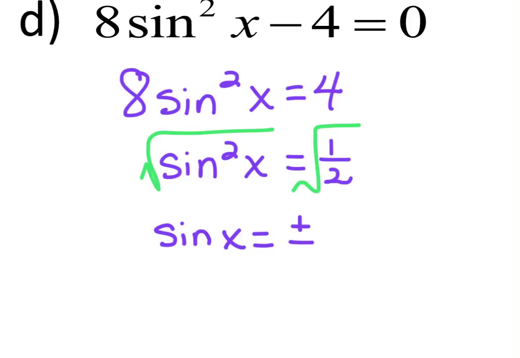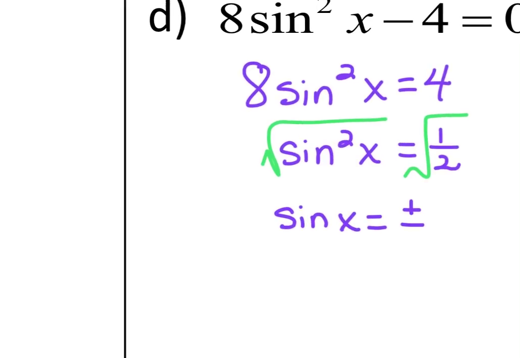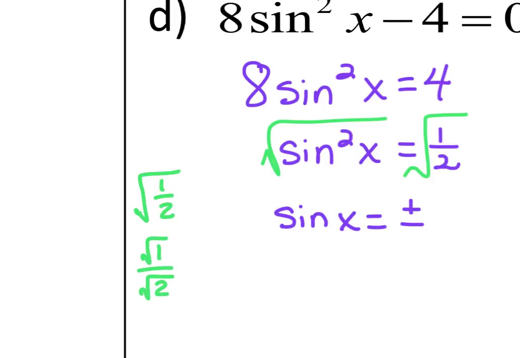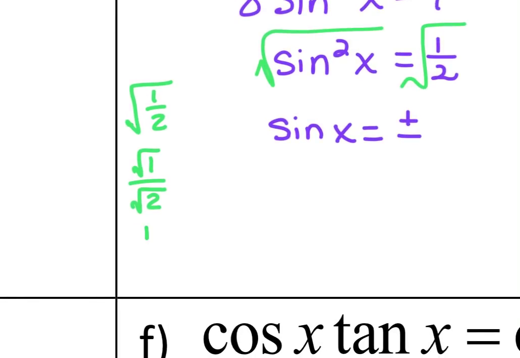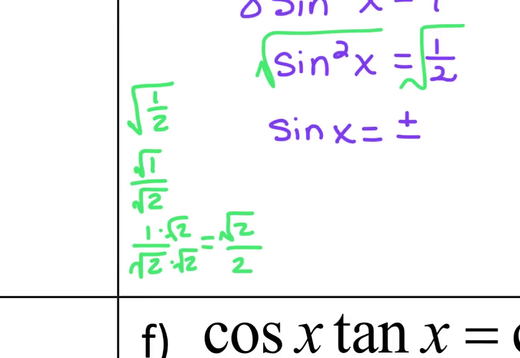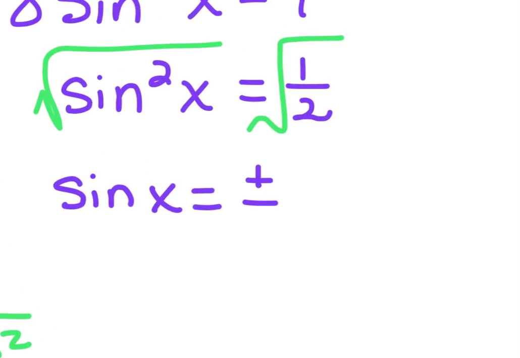Now, the square root of 1/2, let me work that out over here. The square root of 1/2 is the square root of 1 over the square root of 2, which is really 1 over the square root of 2. And when I rationalize that denominator, I get radical 2 over just 2. So all of that here is going to be plus or minus radical 2 over 2.